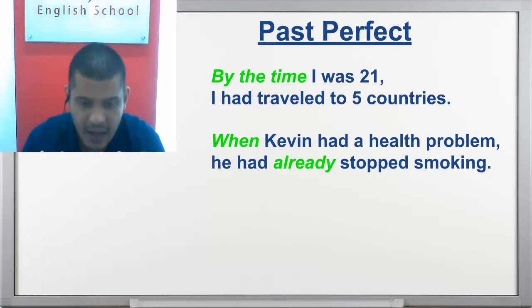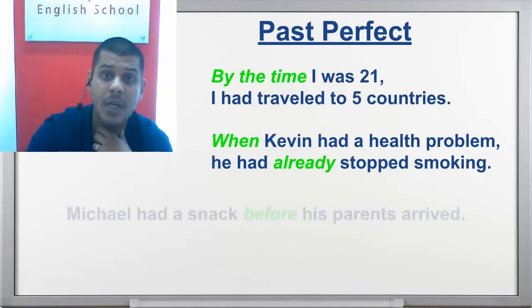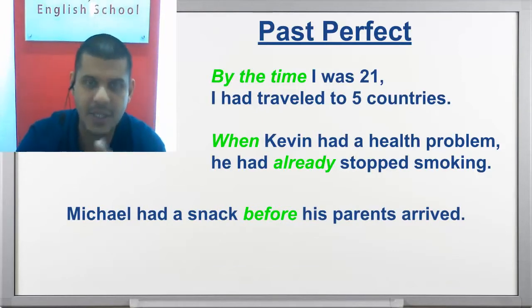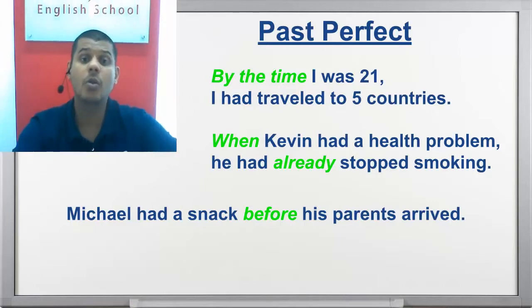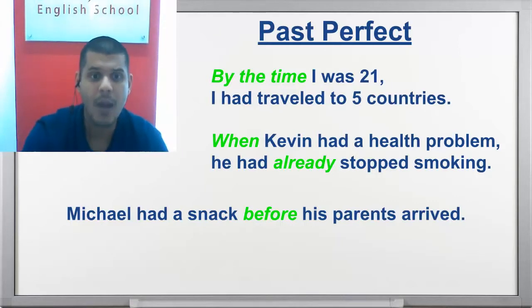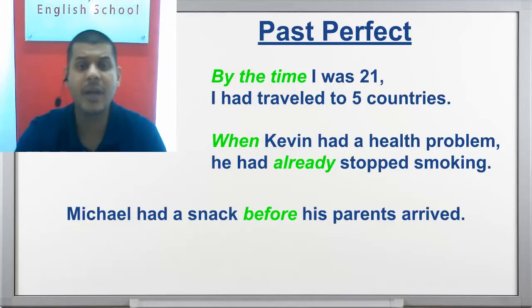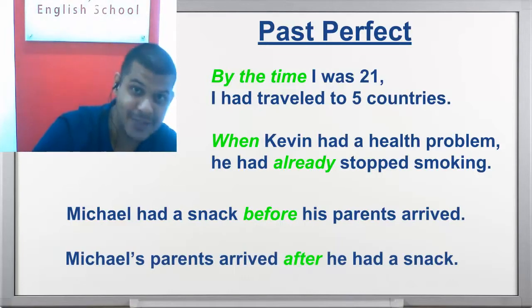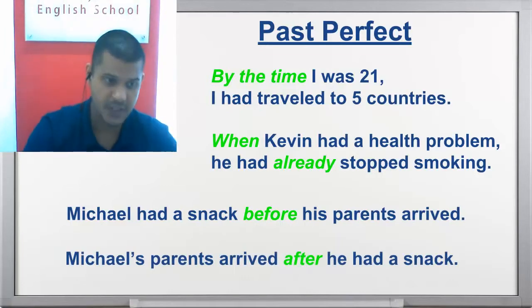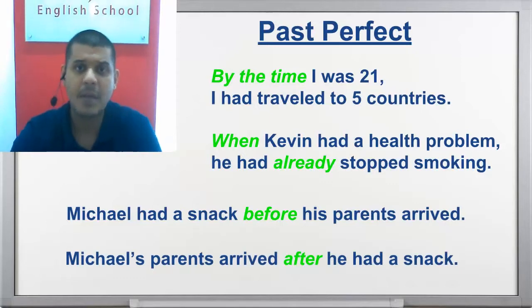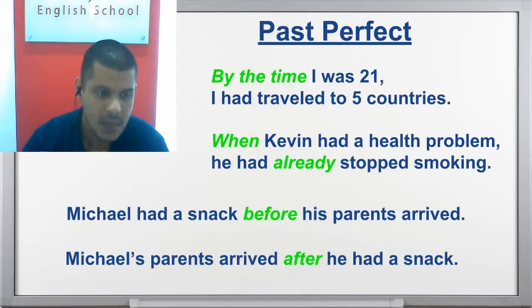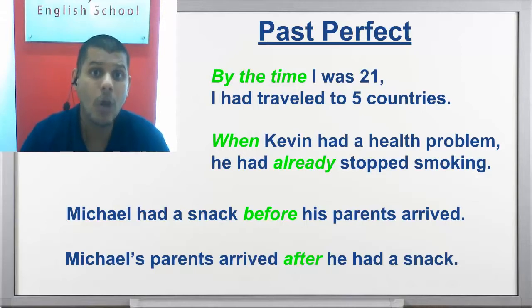Now, I have some more examples for you here. Let's take a look. First one is, Michael had a snack before his parents arrived. Attention, in this case, I am using before. So, no past perfect required, right? So, Michael had a snack before his parents arrived. And finally, Michael's parents arrived after he had a snack. First he had a snack, and then his parents arrived. The order that you make the sentence is not important. The important is that you give the correct chronological order.